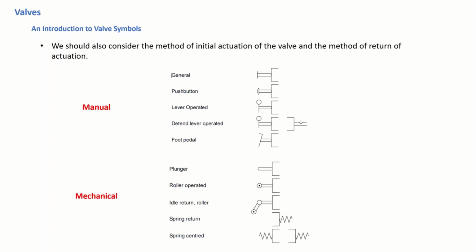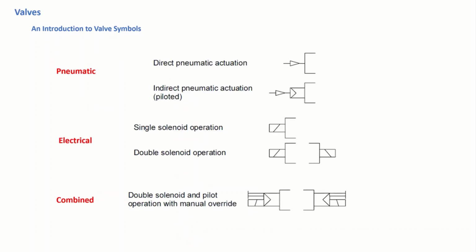There are many forms of actuation. Generally, we consider push button, lever operated, detent lever operated, as you can see here, and foot pedal. Depending on the applications, we have different forms of mechanical actuation, as you see in here, and you can find almost most of them inside FluidSIM when you are designing a specific circuit. We have pneumatic actuation. We will see some circuits in which we are using pneumatic actuation for the directional control valve.